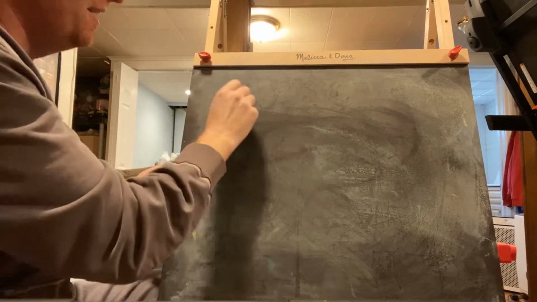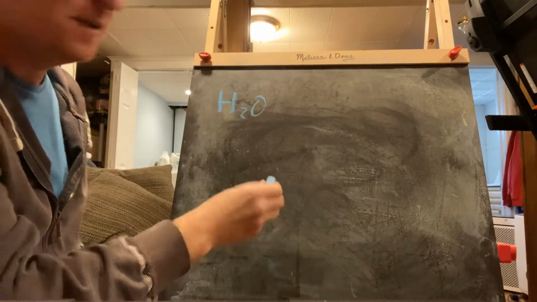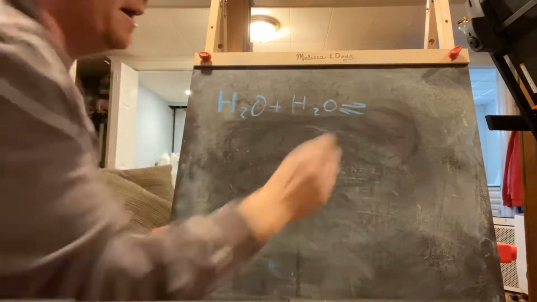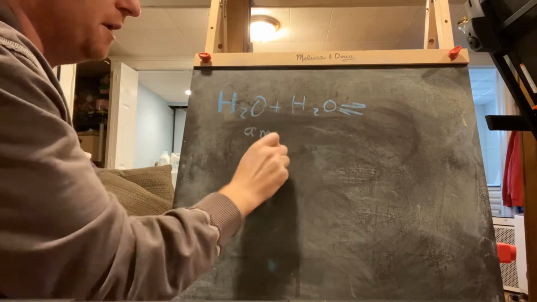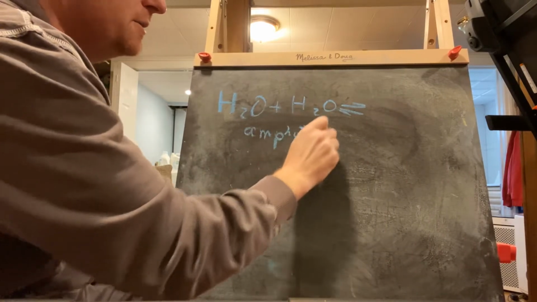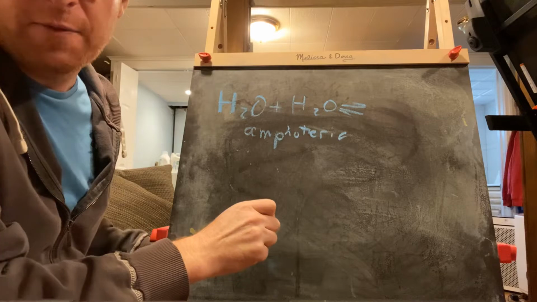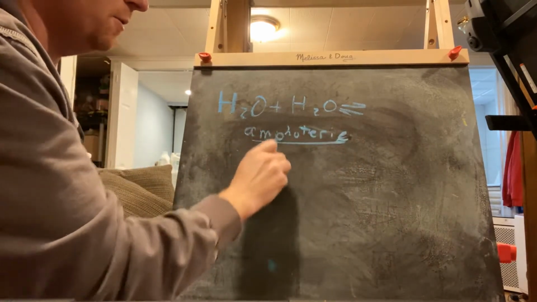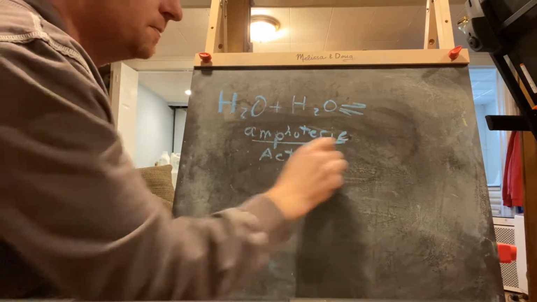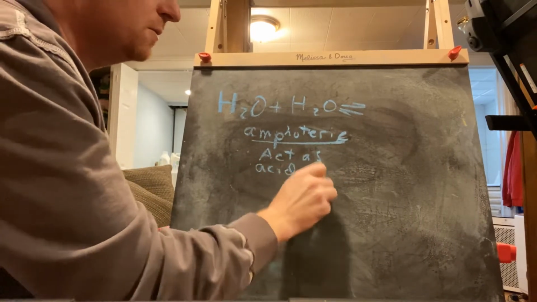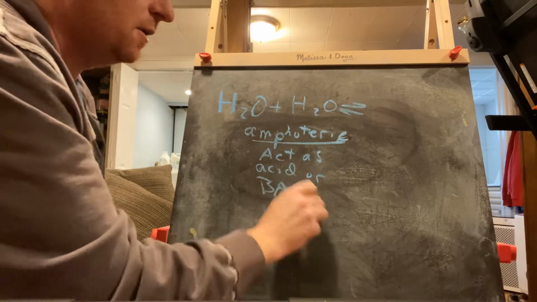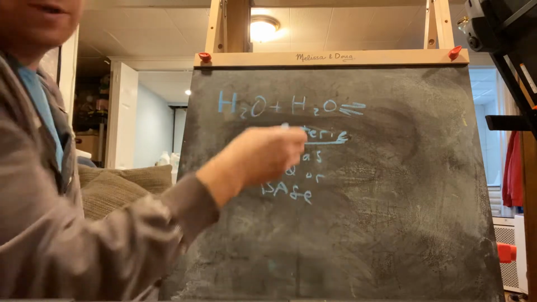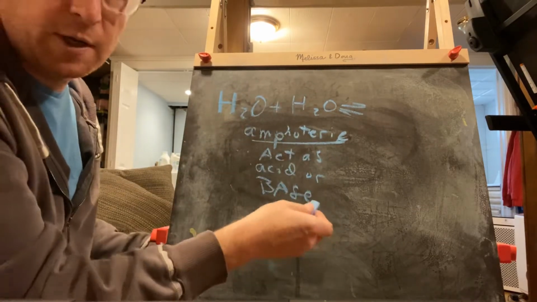Water does kind of an interesting thing here. So water acts as what's called an amphoteric substance. Amphoteric meaning that it can act as an acid or a base. So what it does is one of these things, the H2O here or the H2O there, can be the proton donor, the other one can be the proton acceptor.